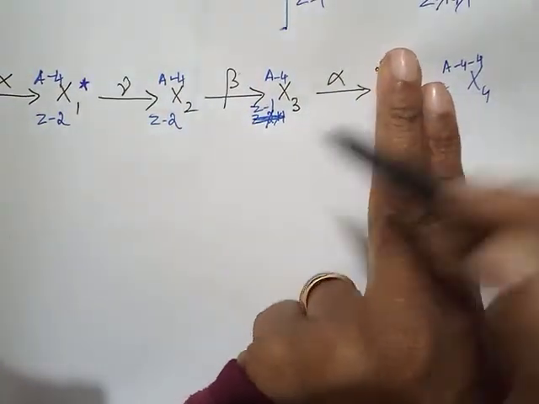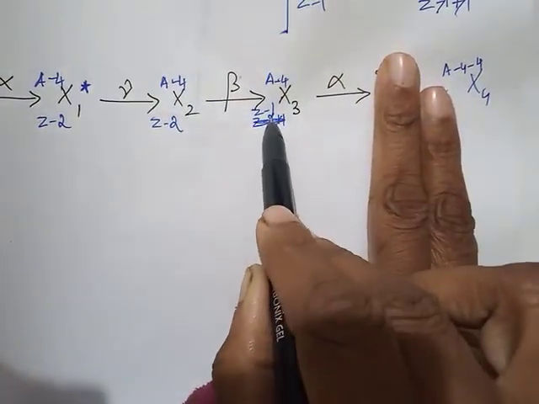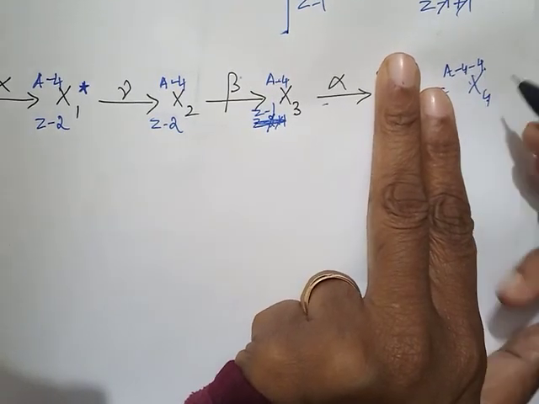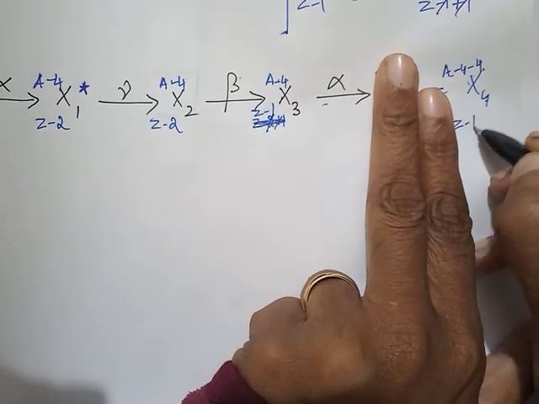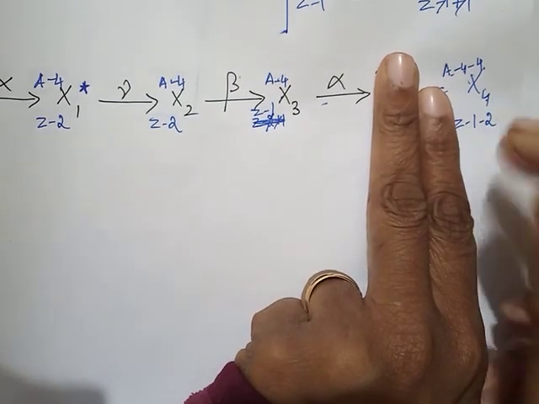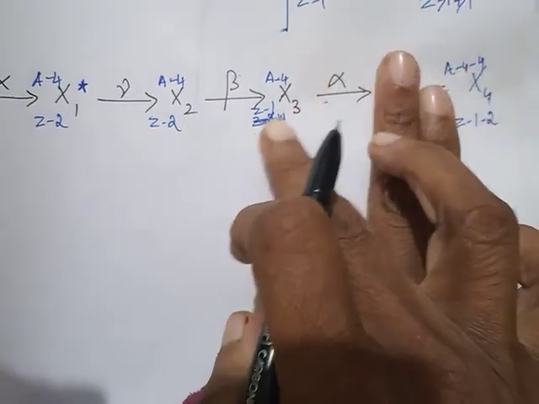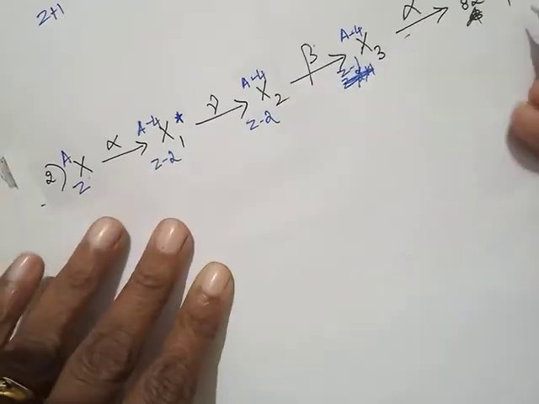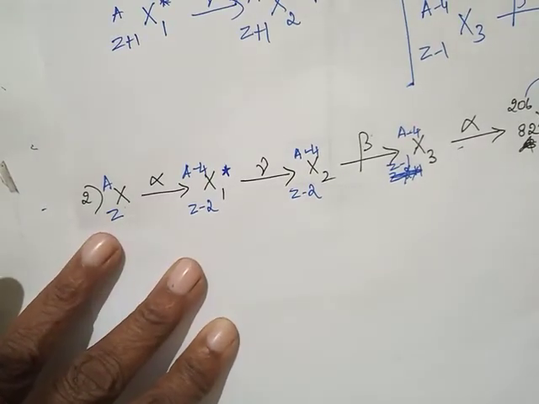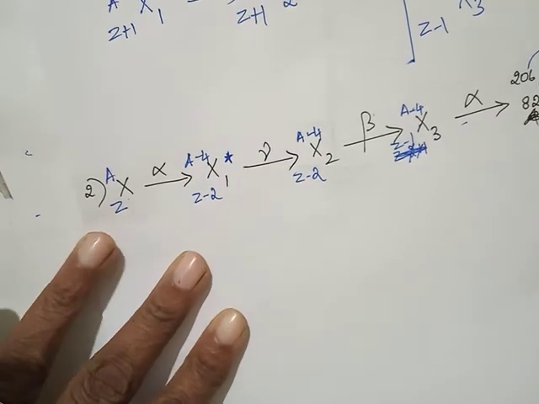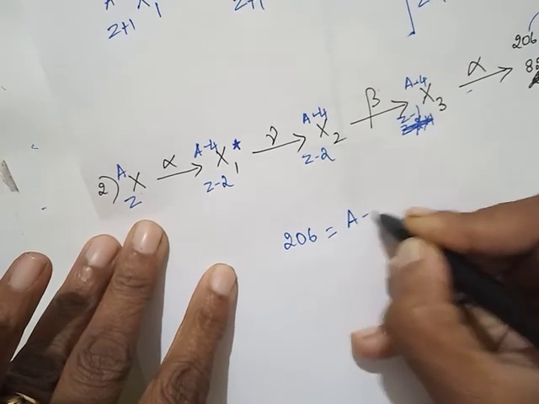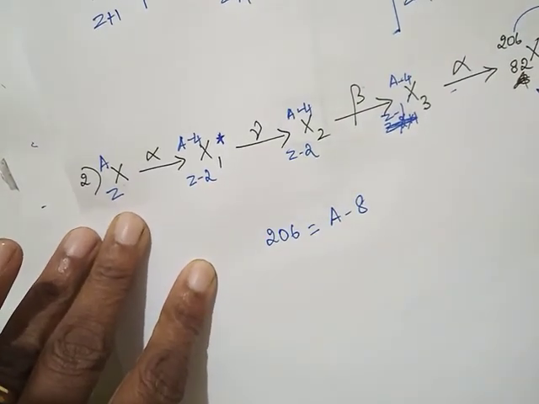You leave this for a while. You just keep doing the general thing. X3 is A minus 4, Z minus 1. When it gives alpha, it becomes X4, A minus 4 minus 4, and for atomic number, subtract by 2. For mass number, subtract by 4, and for atomic number, subtract by 2. Now you can equate this and this, because both are X4, so 206 will be A minus 8. Minus 4 minus 4 is 8.